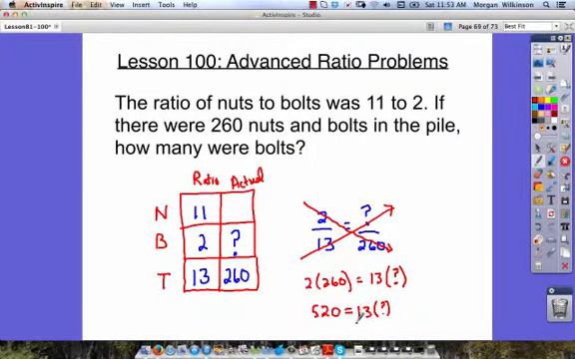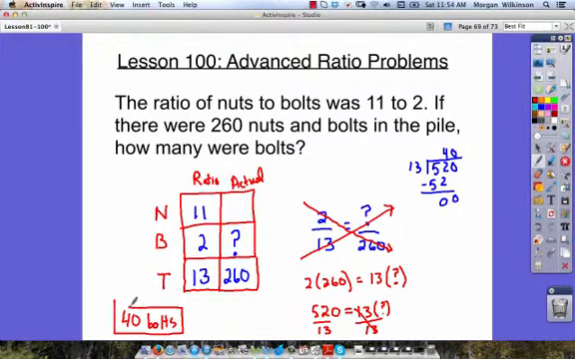So to undo the multiplication, we've got to divide both sides by 13. Let's see what we get when we divide 520 by 13. Well, 13 goes into 52 4 times. 13 times 4 is 52. That works out nicely. 13 goes into 0 times, so we've got our answer. How many bolts were there? There were 40 bolts. We can go ahead and rewrite and box our answer.